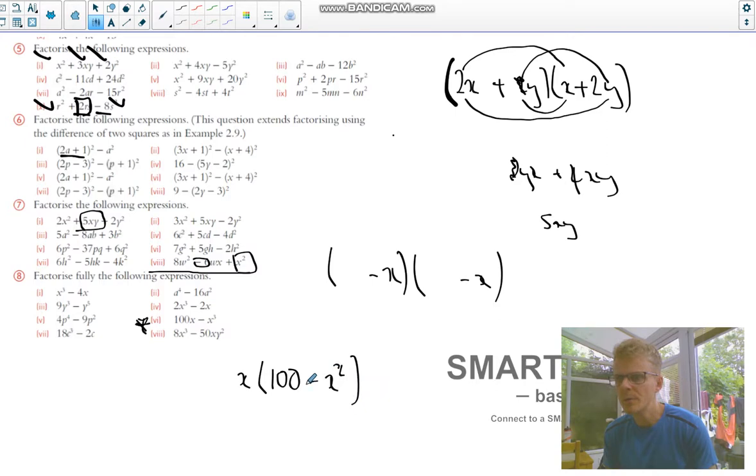And then lo and behold, oh, it's a difference of 2 squares. So it's x, and if I factorize this bracket in its own right, it would be 10 minus x, 10 plus x. Okay, so if you multiplied out these two brackets, and we did 3 multiplications in a previous week, you'd get this, and then finally multiply by this, and you end up back with that.